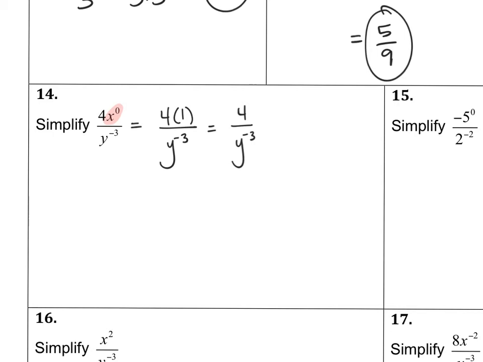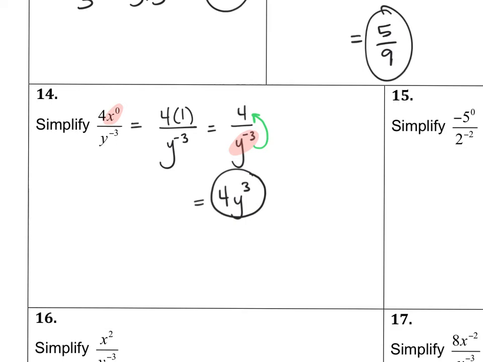Now, you only want to deal with bases attached to a negative exponent. So I'm only going to look at this situation here, and it's negative. So what do I do to make it positive? I'm going to bring it to the numerator and change the sign. I don't do anything with the 4 at all. The 4 stays exactly where it's at. And my answer is 4y to the third.